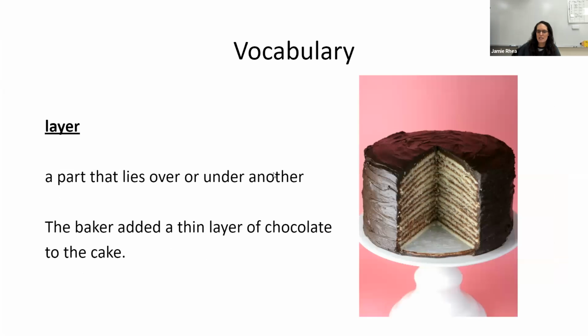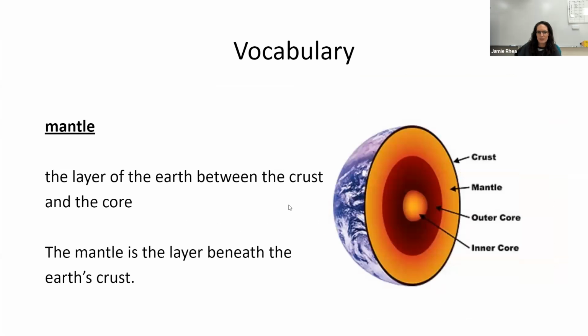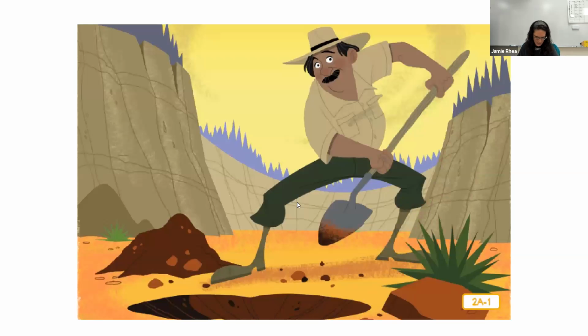Layer: a part that lies over or under another. The baker added a thin layer of chocolate to the cake. See here, you can look at the different layers in the chocolate cake. Mantle. Here's your mantle. The mantle is the layer of the Earth beneath the Earth's crust. All right, so let's begin.